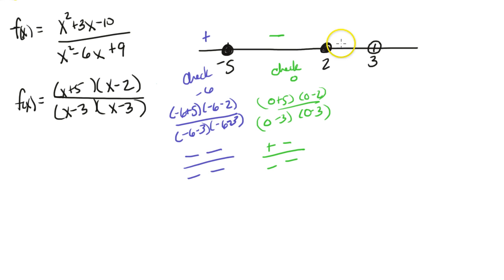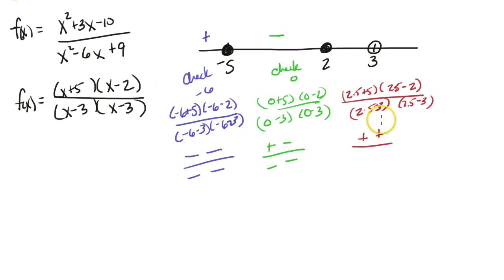Let's try it again. In between here, I gotta do like a decimal, like 2.5. 2.5, I gotta check that. 2.5 plus 5 is positive. 2.5 minus 2, what would that be? Still positive, so that's 0.5. 2.5 minus 3 is negative. 2.5 minus 3 is negative. So positive, positive, negative, negative. That would be positive.